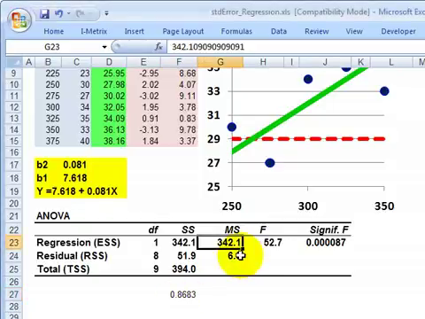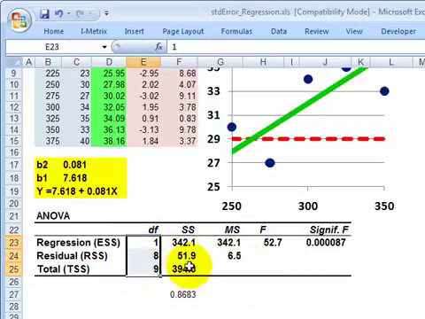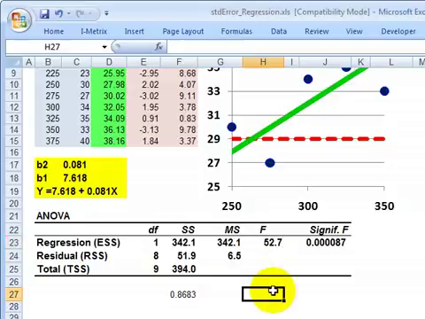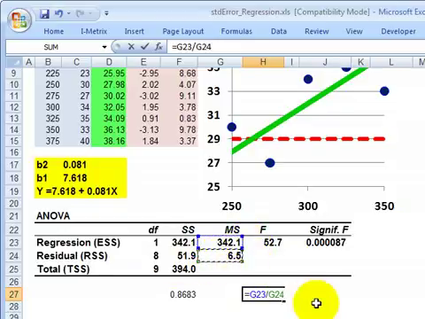86.8%. Also, we're getting the mean sum of squares, which is simply the sum of squares divided by the degrees of freedom. So in this case, for the residual, it's this about 52 RSS divided by 8 degrees of freedom equals the mean sum of squares. And then we have the F ratio. That is the mean sum of squares for the regression divided by the mean sum of squares of the residual, and we get 52.7. So you can see that's what we're getting with the F ratio.